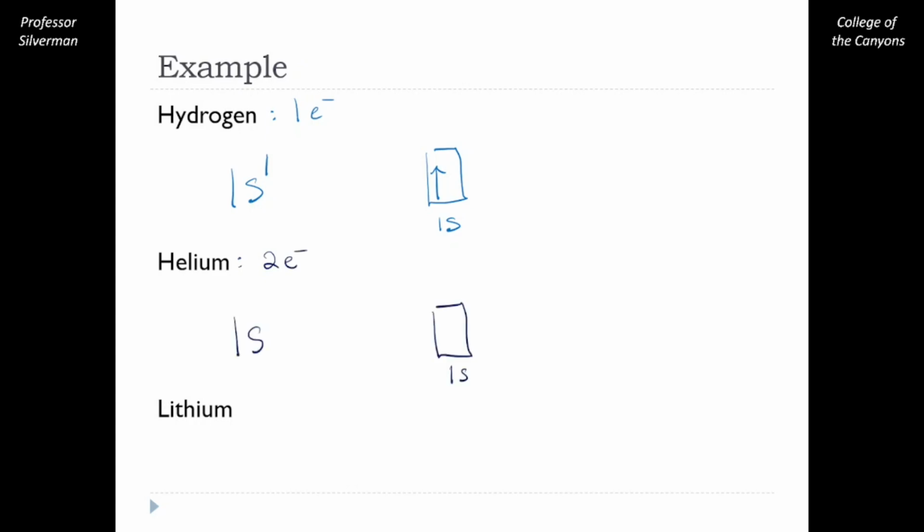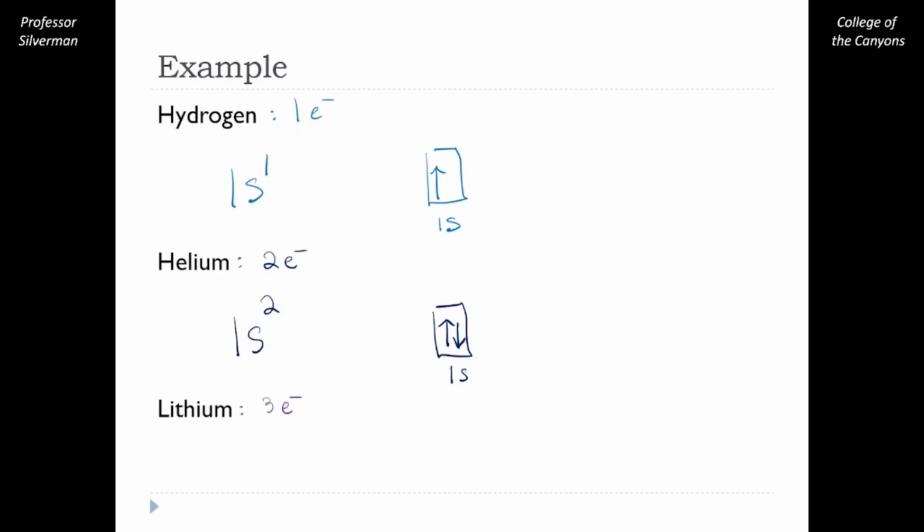When we have 2 electrons, well, we can fit 2 electrons in each orbital. We can put both of those electrons into that 1s spherical orbital. In our box diagram, that's going to look like 2 arrows, one pointed up, one pointed down, in that 1s box.